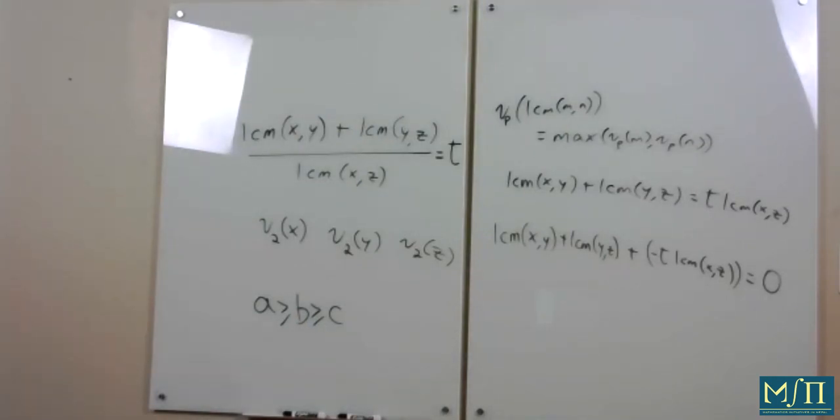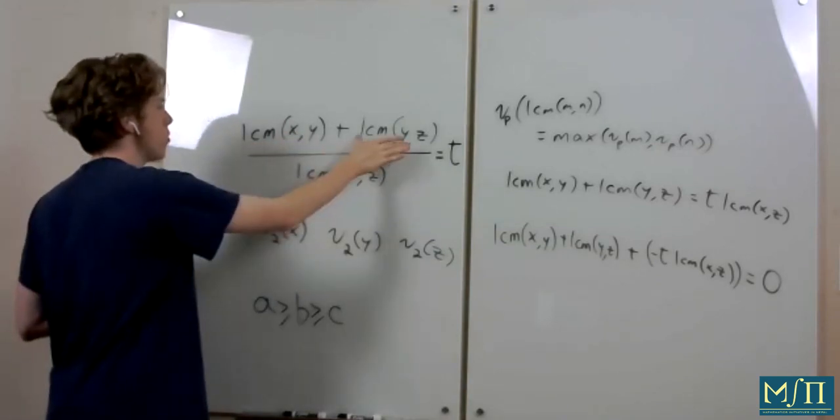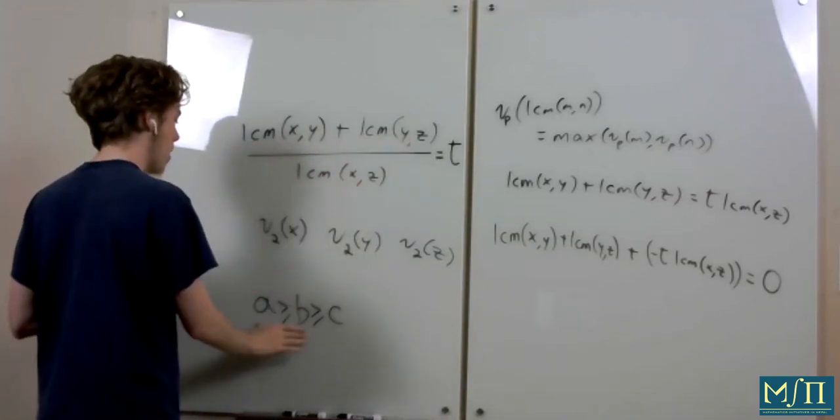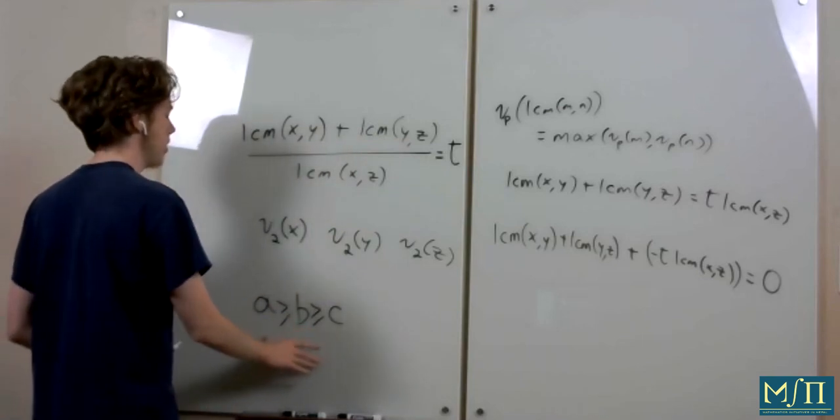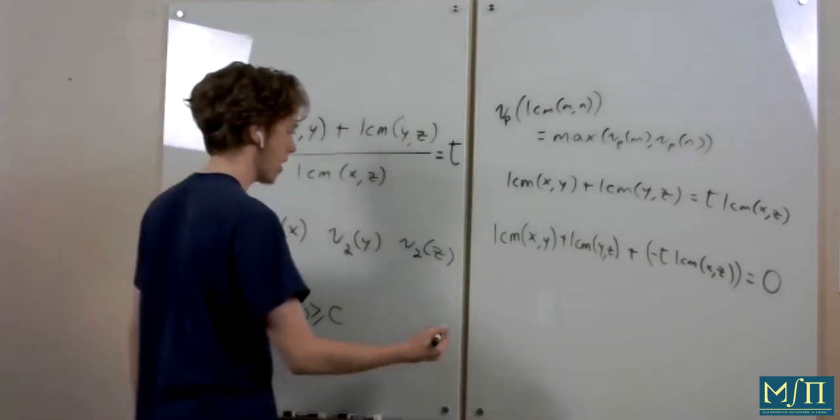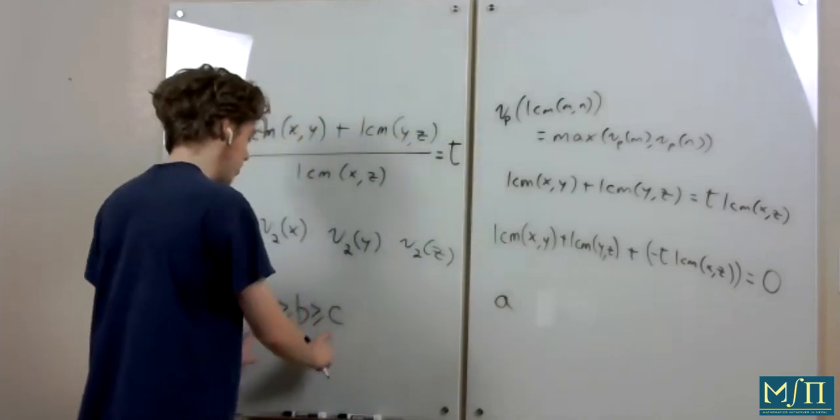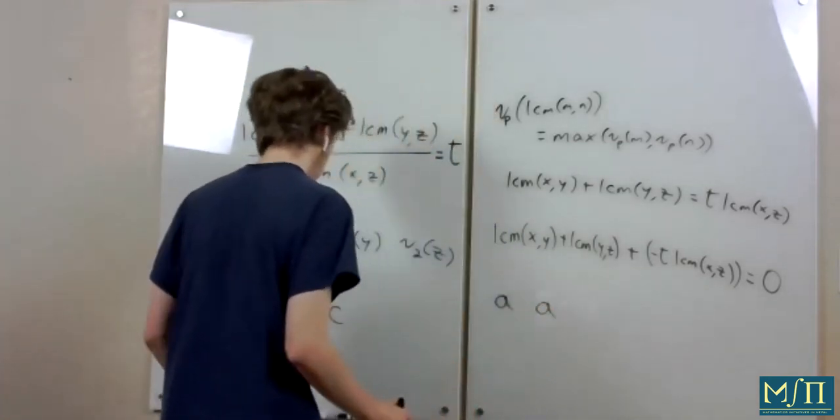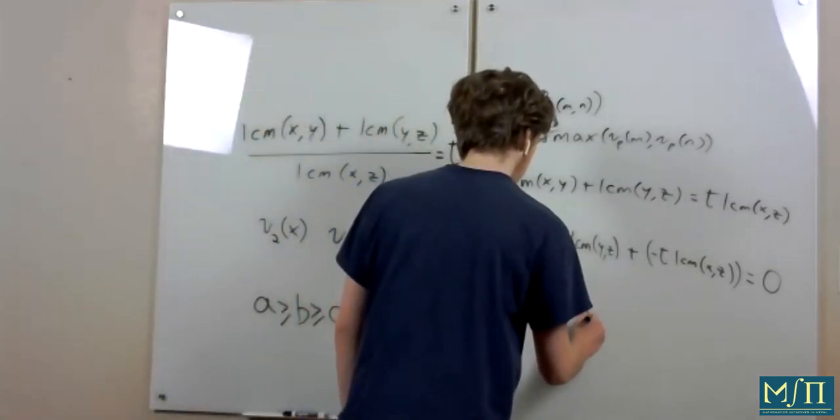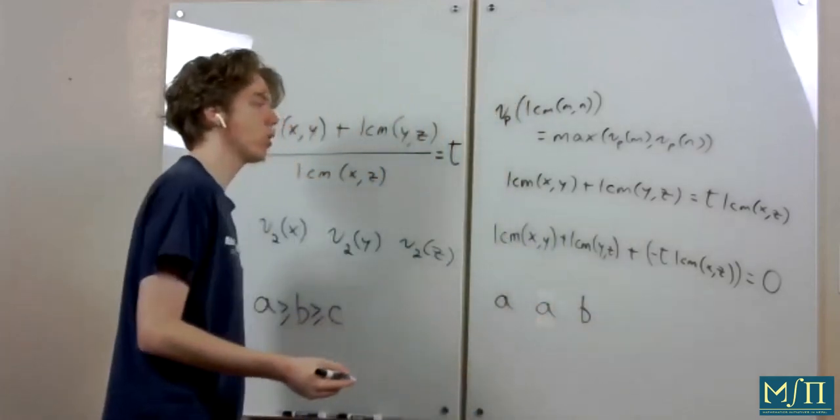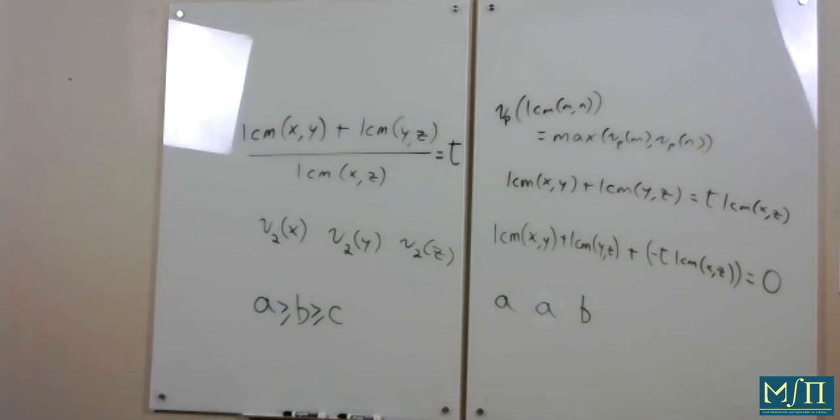So in some order, the maximum exponents of 2 for LCM of xy, LCM of yz, and LCM of xz are the maxima of these in pairs. So in some order, it would be max AB, max BC, max AC. A is greater than or equal to B, so the max of A and B is A. A is greater than or equal to C, so the max of A and C is A. B is greater than or equal to C, so the max of B and C is B. So these are the maximum powers of 2 dividing the 3 LCMs in pairs.